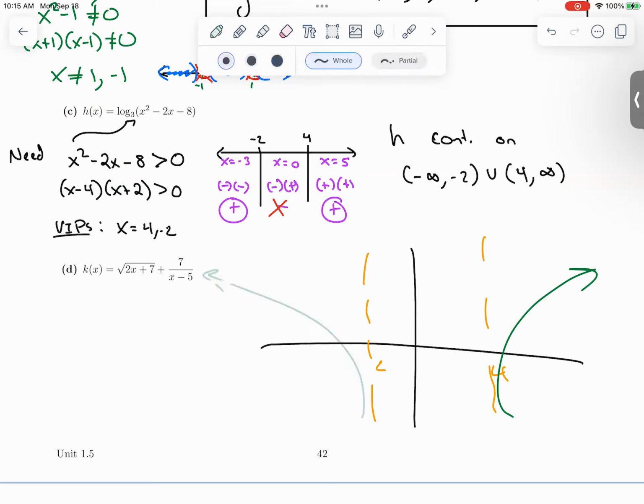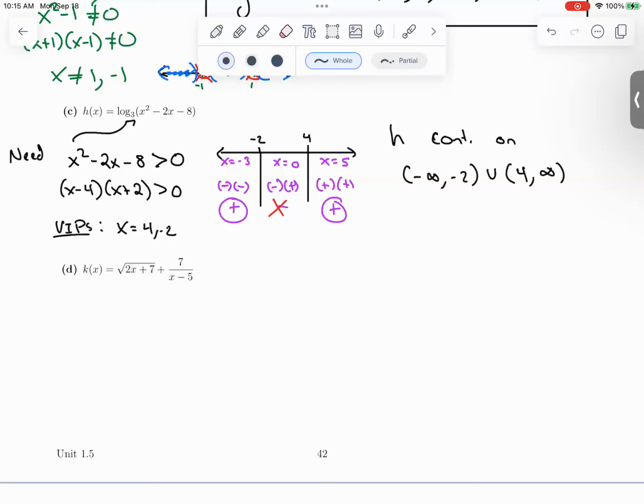Now, K is an interesting case because there's two pieces to it, and we need both of them to be well defined. We need to know the domain of both pieces. For the first piece, we need to make sure that 2x plus 7 has to be greater than or equal to 0. That means x has to be greater than or equal to -7/2, which is -3.5 as a decimal.